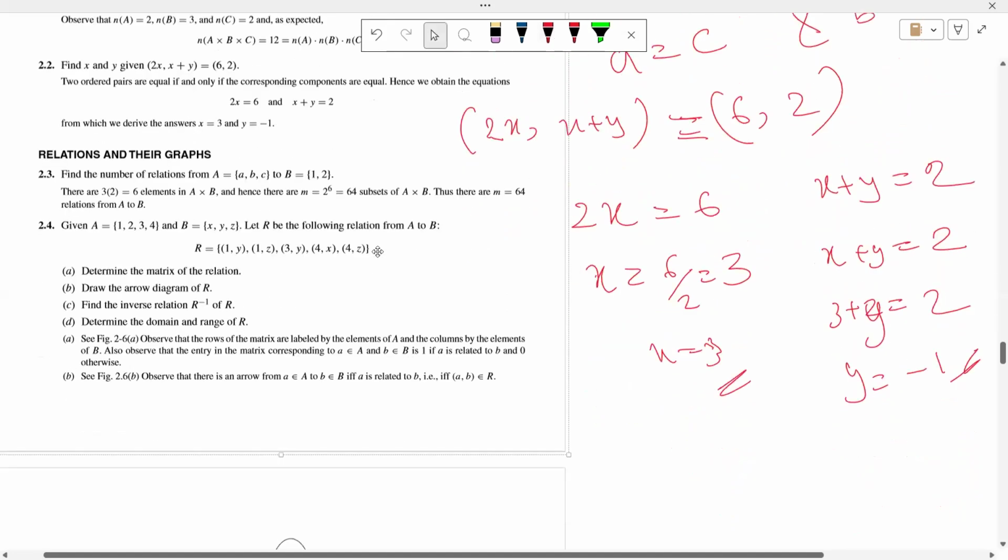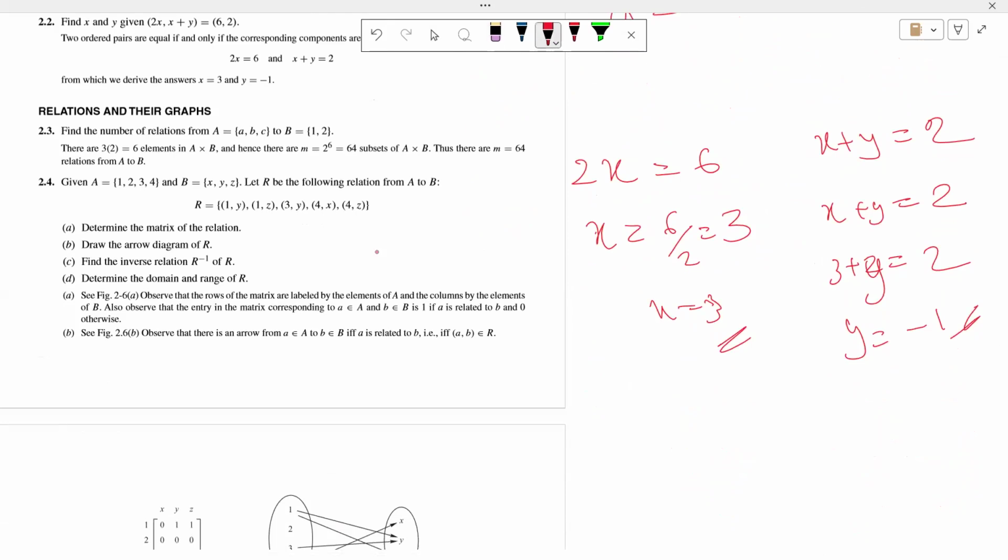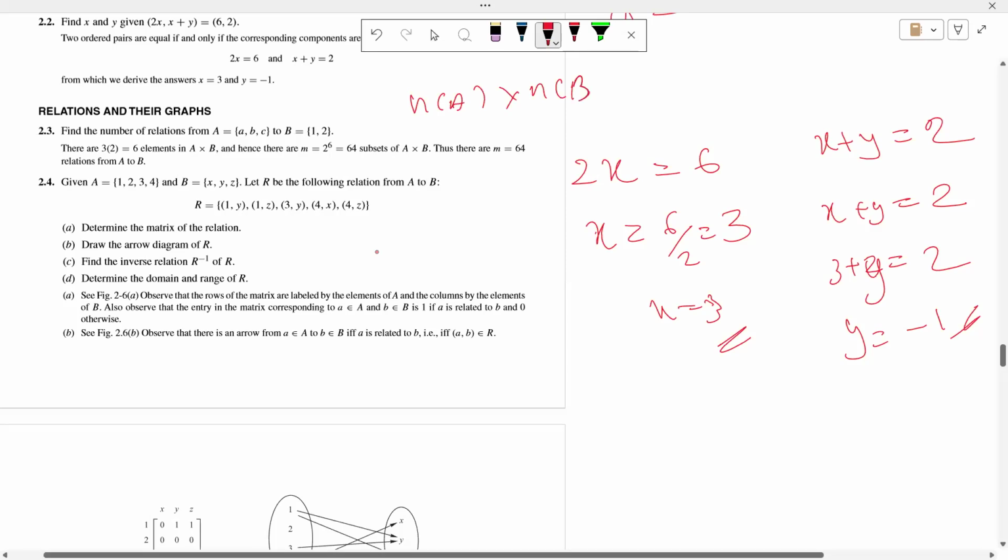Okay, now the next part just draws the graph. Find the number of relations from A to B. I think you know how to calculate: the number of elements in A multiplied by the number of elements in B. That is the number of ordered pairs in A cross B. If you need the total number of relations, then you take 2 to the power of that number. Number of A into number of B gives a number, and 2 to the power of that number is the total number of relations we can find.